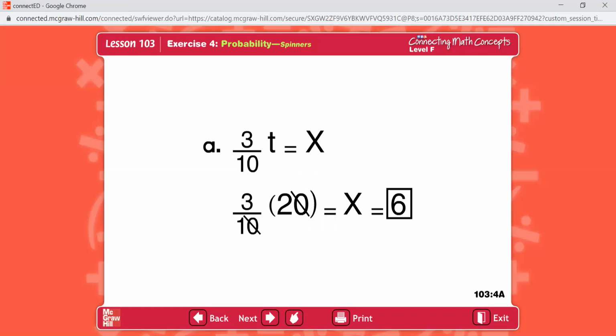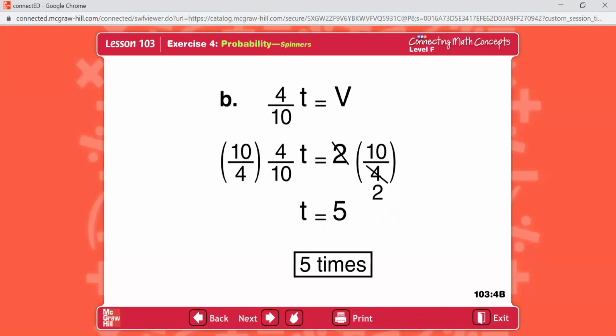Problem B. How many times would you expect to spin the wheel until it stops at V 2 times? The equation you start with is 4/10 t equals V. You multiplied both sides by 10/4, the reciprocal of 4/10. Here's what you should have.